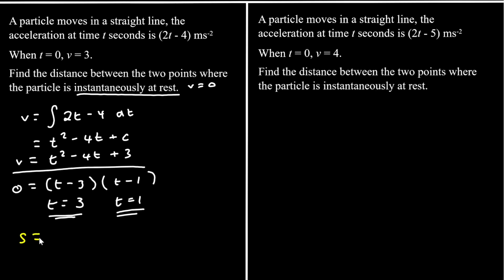So the displacement, we're going to integrate the velocity. So add 1 to the power, divide by the new power. Add 1 to the power, divide by the new power. And I'm going to plus c, but it's not going to make a difference for this question because when we substitute in 1 and substitute in 3, they're both going to have a c. So the difference between them isn't actually going to make a difference. So I'm going to substitute in 1, substitute in 3, and look at the difference between my two answers. So that'll be the distance between the 2 points.